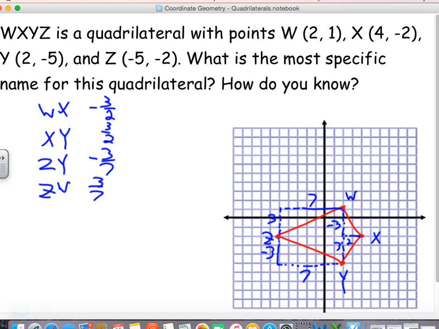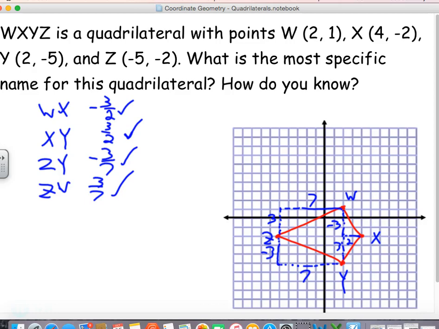So are any of these parallel? So what I'm going to check for is WX parallel to any of the others. Well, does WX have the same slope as anything else? Nope. Okay, so that's good. Does XY have the same slope as anything else? 3 over 2? Nope. And then is ZY the same as the one that's left? Nope. Okay, so I'm good. So all of them are different. So far, so good. I've got to now check the distances on each side and make sure that I have 2 consecutive sides that are congruent.